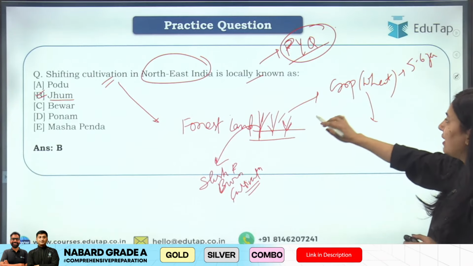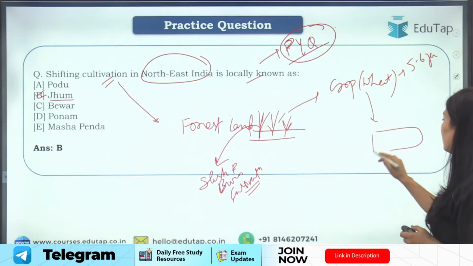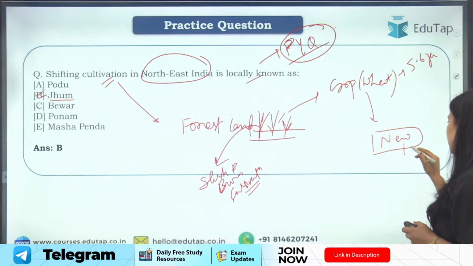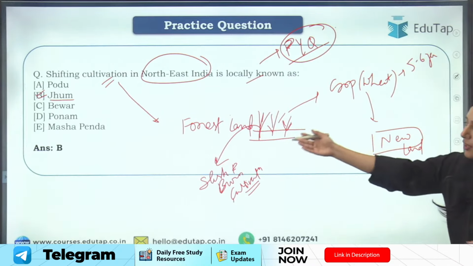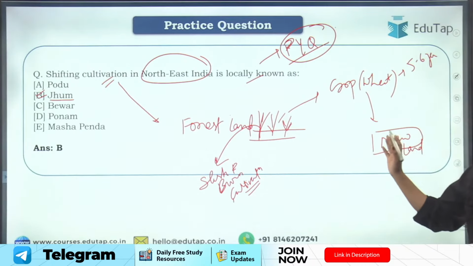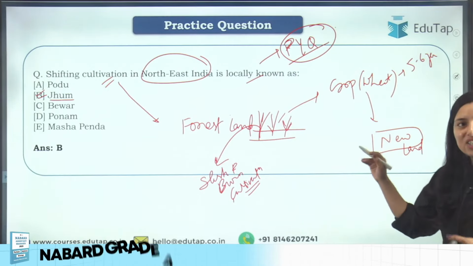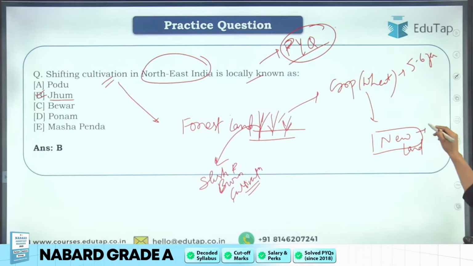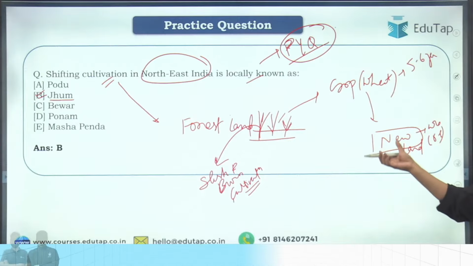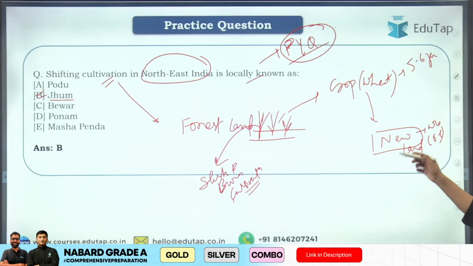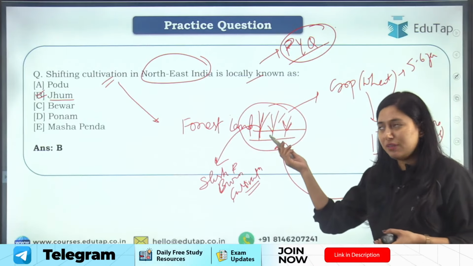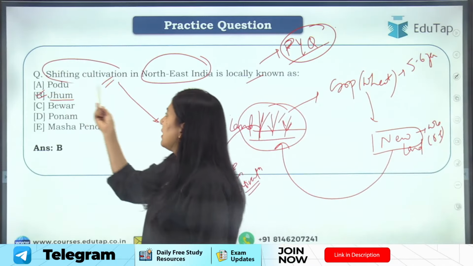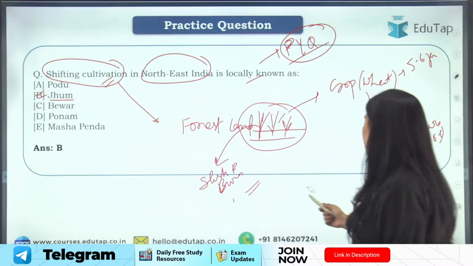Okay, this land is abandoned after growing crop, and they invade a new forest land. They go and invade new forest land, where again the vegetation is slashed and burnt, and then they again grow wheat for the next 5 to 6 years on that piece of land. And once the fertility of this land goes down, they move to the previous land. Then again they move to the previous land. That's why it is called shifting cultivation.